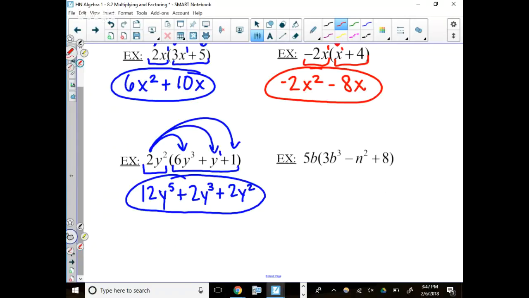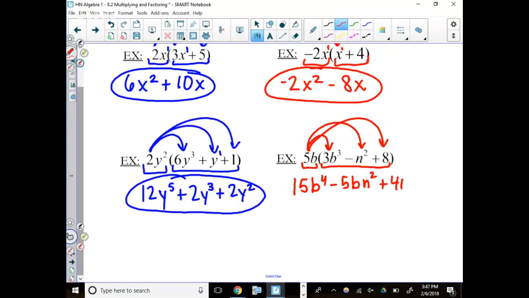Again, I would have you try this one. Again, monomial times a trinomial. Distribute. 15, b to the fourth. 5b, oh, that's interesting. So these are not the same variable, so we're going to just go with that. So negative 5bn squared. Okay. And then 5b times 8 would be plus 40b. Again, none of these are like terms, so we're good. And we're done.